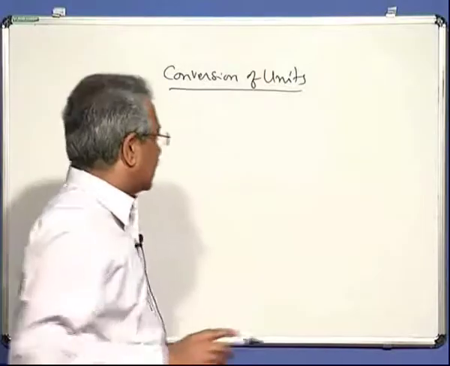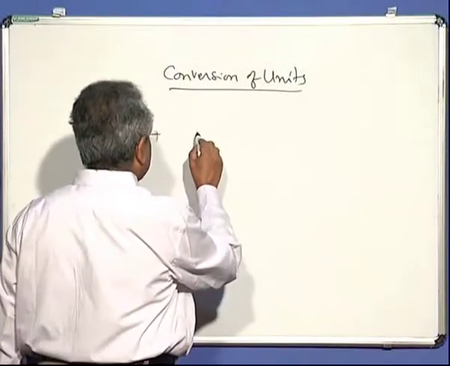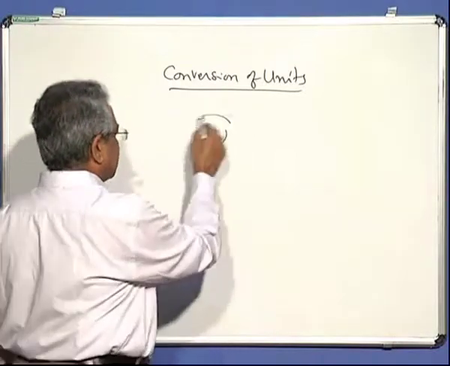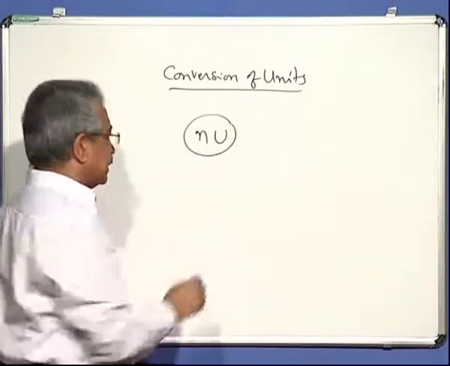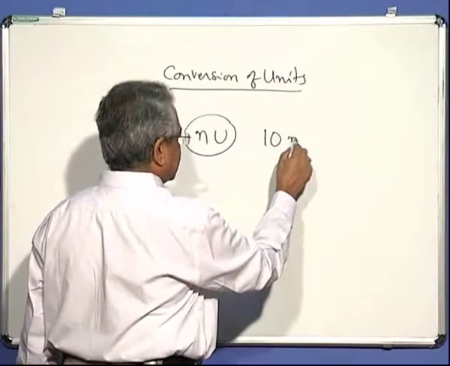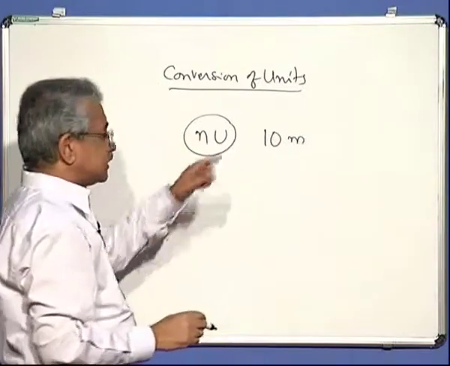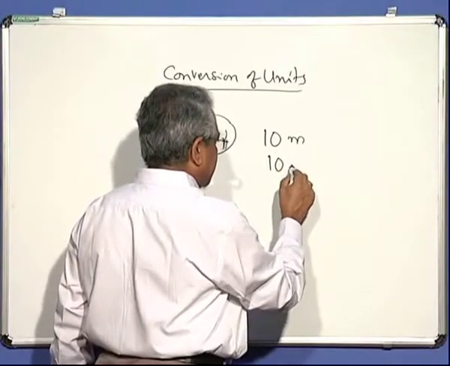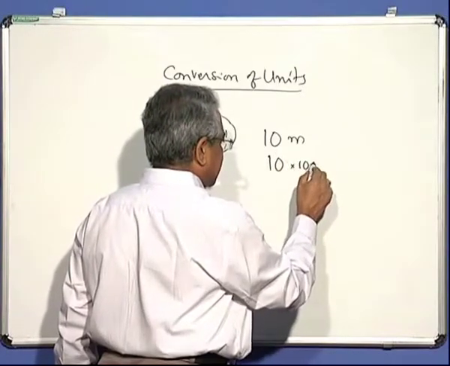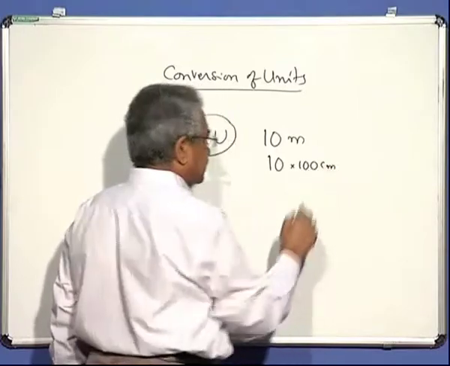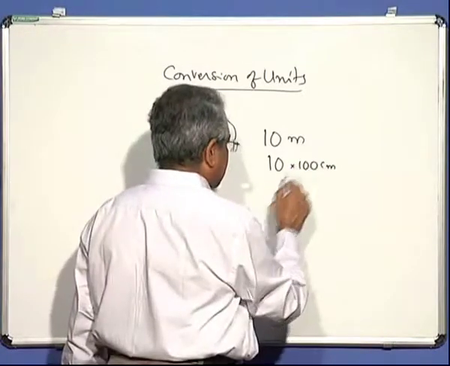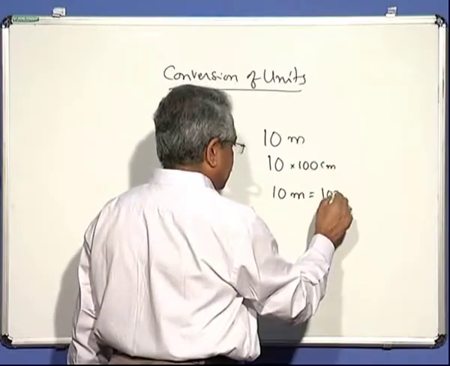I told you in the earlier module that a quantity is expressed with a number and a unit. This is how we express a physical quantity in units. Say 10 meters. Suppose you want to express it in centimeters, then what will you do? You convert this meter into centimeters. 100 centimeters is equal to 1 meter. So now 10 meters becomes equal to 1000 centimeters.